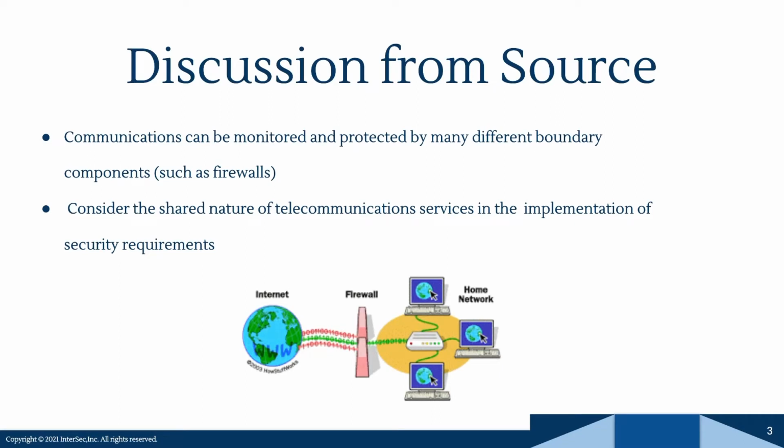Let us begin the discussion into SC.1.175 by discussing the source point of view, which is NIST 800-171. Communications can be monitored and protected by many different boundary components. An example is a firewall. Consider the shared nature of telecommunications services in the implementation of security requirements. Implement subnetworks for publicly accessible system components that are physically or logically separated from internal networks. It's important to make a differentiation between publicly accessible and internal.